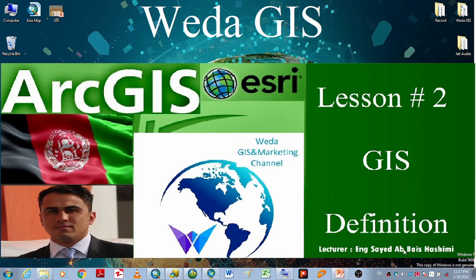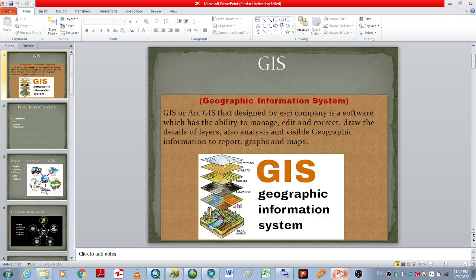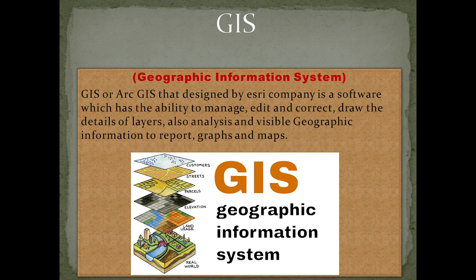GIS definition. GIS, or Geographic Information System, or ArcGIS, designed by an Israeli company, is a software which has the ability to manage, edit and correct, draw the details of layers, also analyze and visualize geographic information to report graphs and maps.